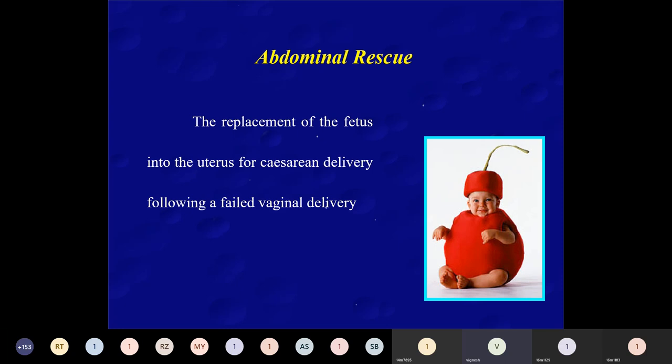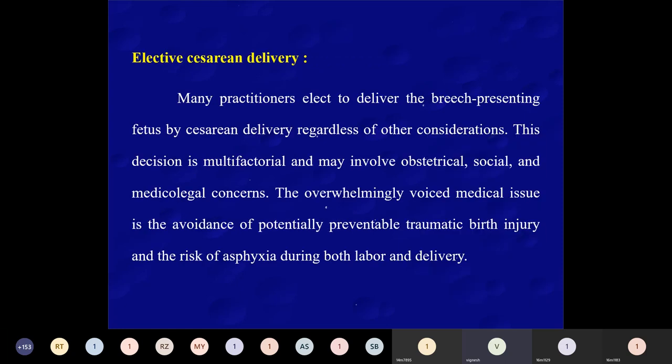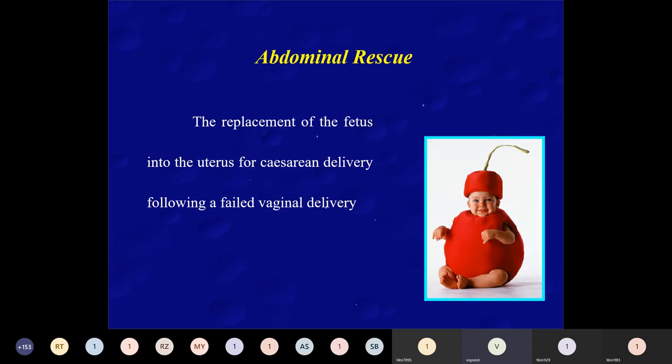So what do you mean by abdominal rescue? It is nothing but when part of the fetus is delivered out, the head or the shoulders are entrapped at the pelvic brim. The fetal heart is good. Then what you have to do is push the fetus back into the uterus and then deliver her by cesarean section. This is following a failed vaginal delivery. Only part of the fetus has come out and the rest is trapped inside. Then you push back the fetus which has delivered, replace it back into the uterine cavity, then deliver her by cesarean section. That is an abdominal rescue.